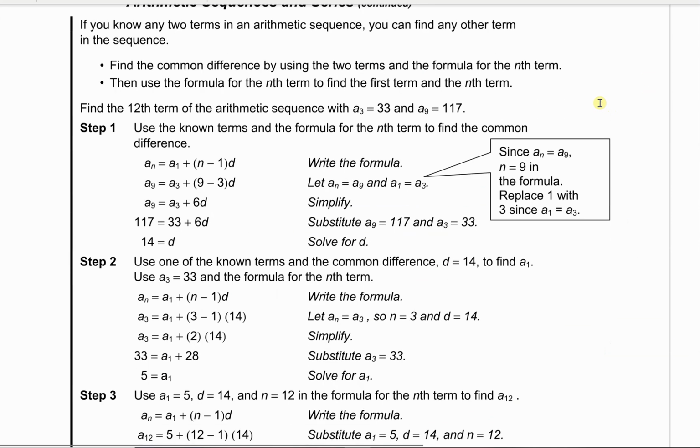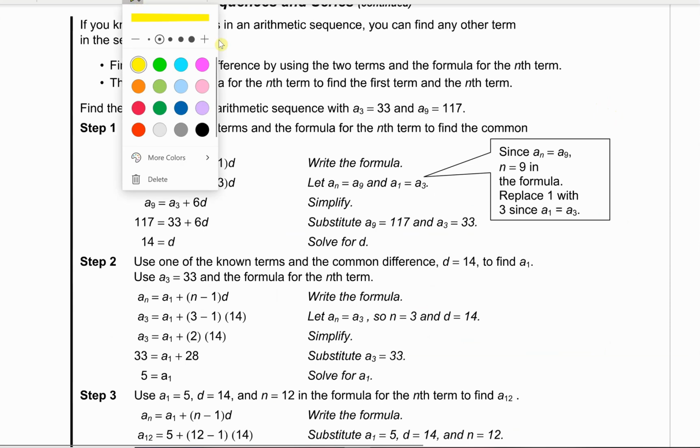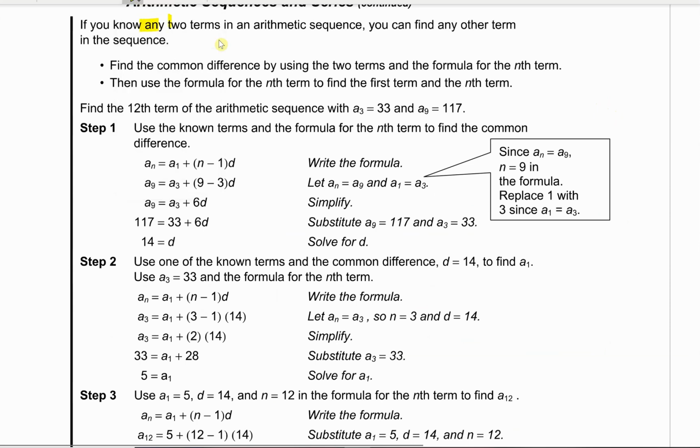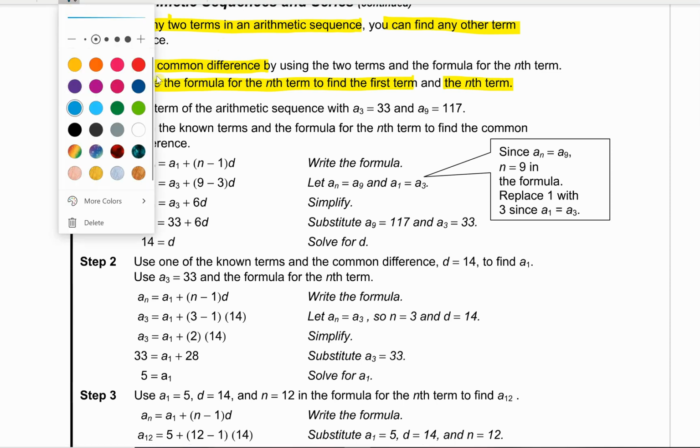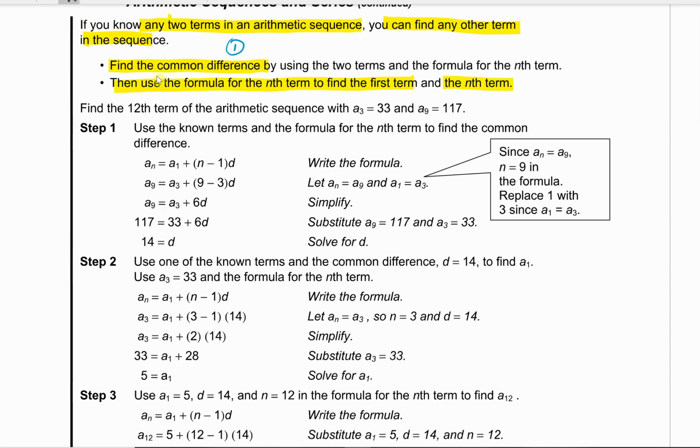If you look at the note sheet, there's even a little bit more complicated version of this. If you know any two terms in an arithmetic sequence, any two, you can find any other term. First, you're going to have to find the common difference. Then you're going to use the formula for the nth term to find the first term. And finally, the nth term. So it's a three-step process. Step 1 is find that difference. Step 2 is find the first term. And then step 3 is use what we have to find the nth term.